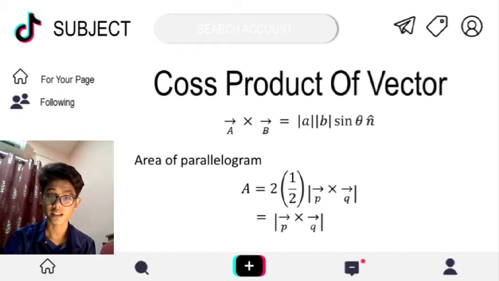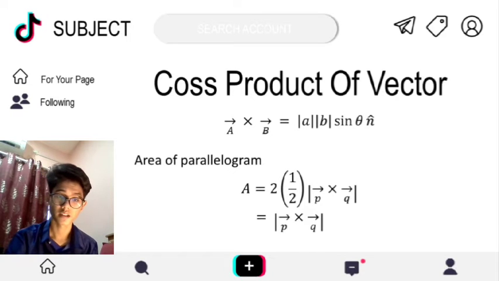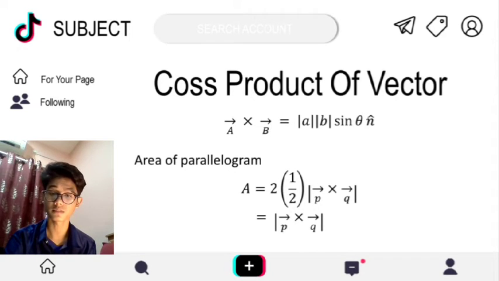Or vector A cross vector B is equal to the magnitude of A and B with sin theta n. Area of parallelogram, the formula is A is equal to 2 times 1 over 2 times vector P times vector Q. It is equal to the vector P times vector Q.